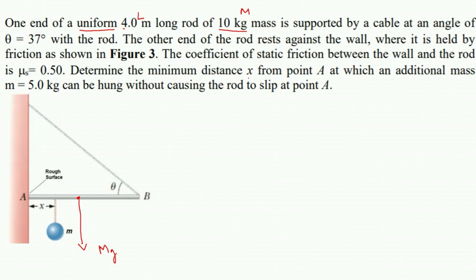Okay. Now what happened is I attach here a block of mass small m. So I have here another weight, the weight of the block, which should be small mg. So as you see, this end of the rod is attached to a rope, and the rope is attached to the wall. So obviously here I will have tension TC of the cable, and the other end of the rod is in contact with a rough surface.